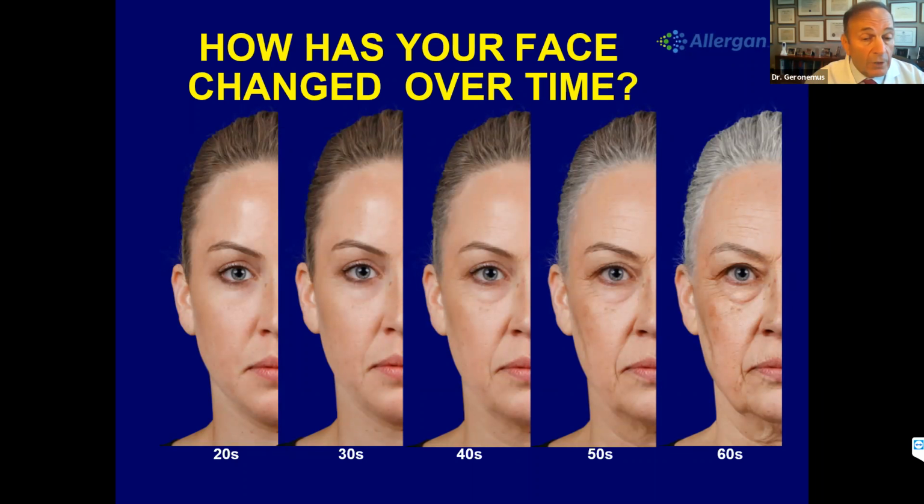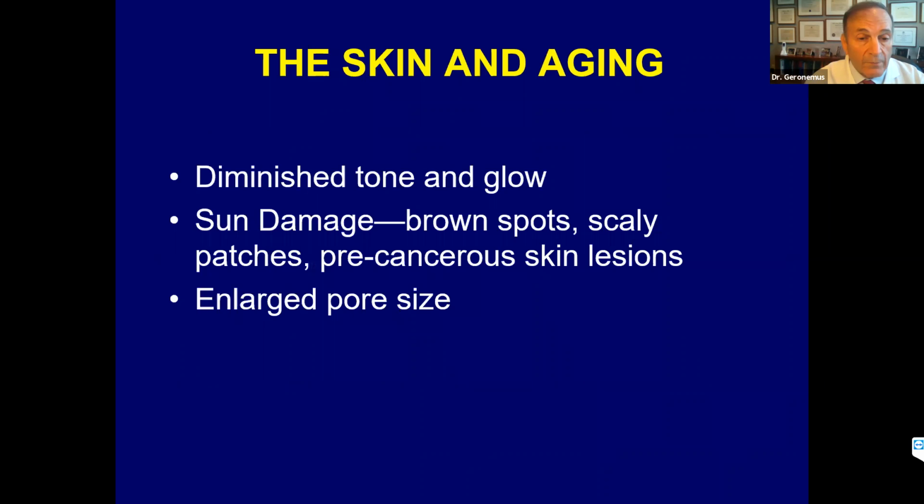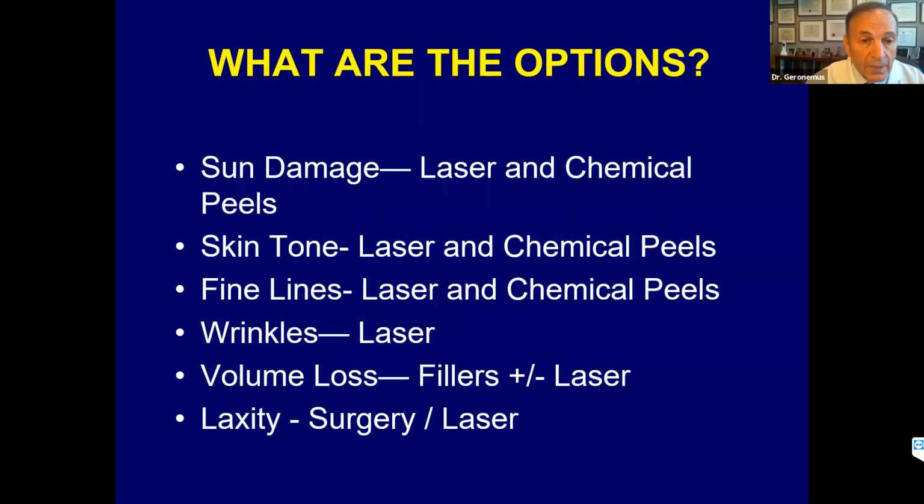And as people get older, you see the signs of aging with the skin. You get the brown spots and the wrinkles, and we can address those through the lasers that we have as well. So as I mentioned with the skin and aging, you do see the diminished tone and glow, sun damage and brown spots, the scaly patches, the precancerous skin lesions, and large pore size, which is something we commonly see with the aging process as well.